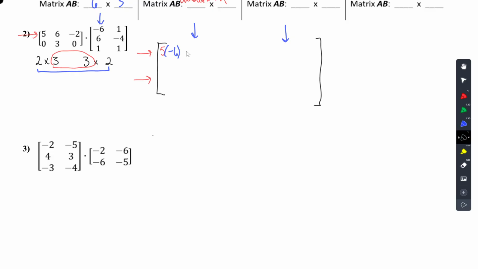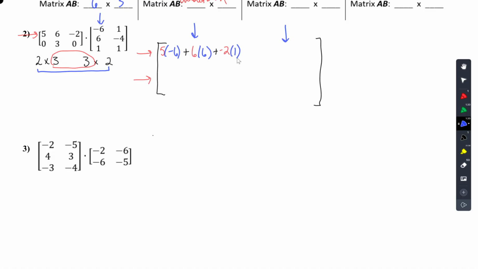Okay. Then plus, and then you go down the row and down the column. So like we did the first numbers, now we're going to do the second numbers. So you're going to go 6 times 6. So down the row, 1 is 6. Down the column, 1 is 6. So you're going to go plus 6 times 6 plus, and then you go down the row, the last one, and down the column, the last one. So you're going to go -2 times 1. So -2 times 1, okay?